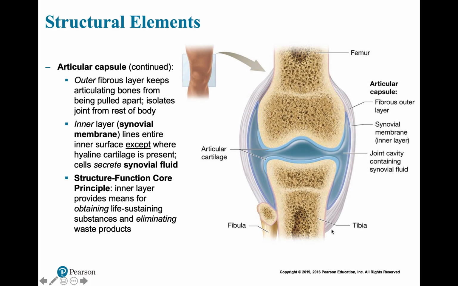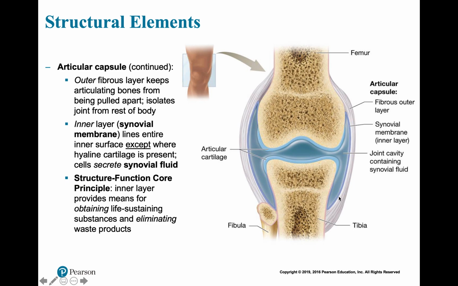So this articular capsule helps isolate the joint cavity from all of the other structures that surround it. We do not see blood vessels running through the joint cavity itself. So if we don't have blood vessels within the joint cavity, how do we get nutrients and oxygen, and how do we get rid of waste from the joint cavity? That's what I'm going to talk about next: the synovial membrane.